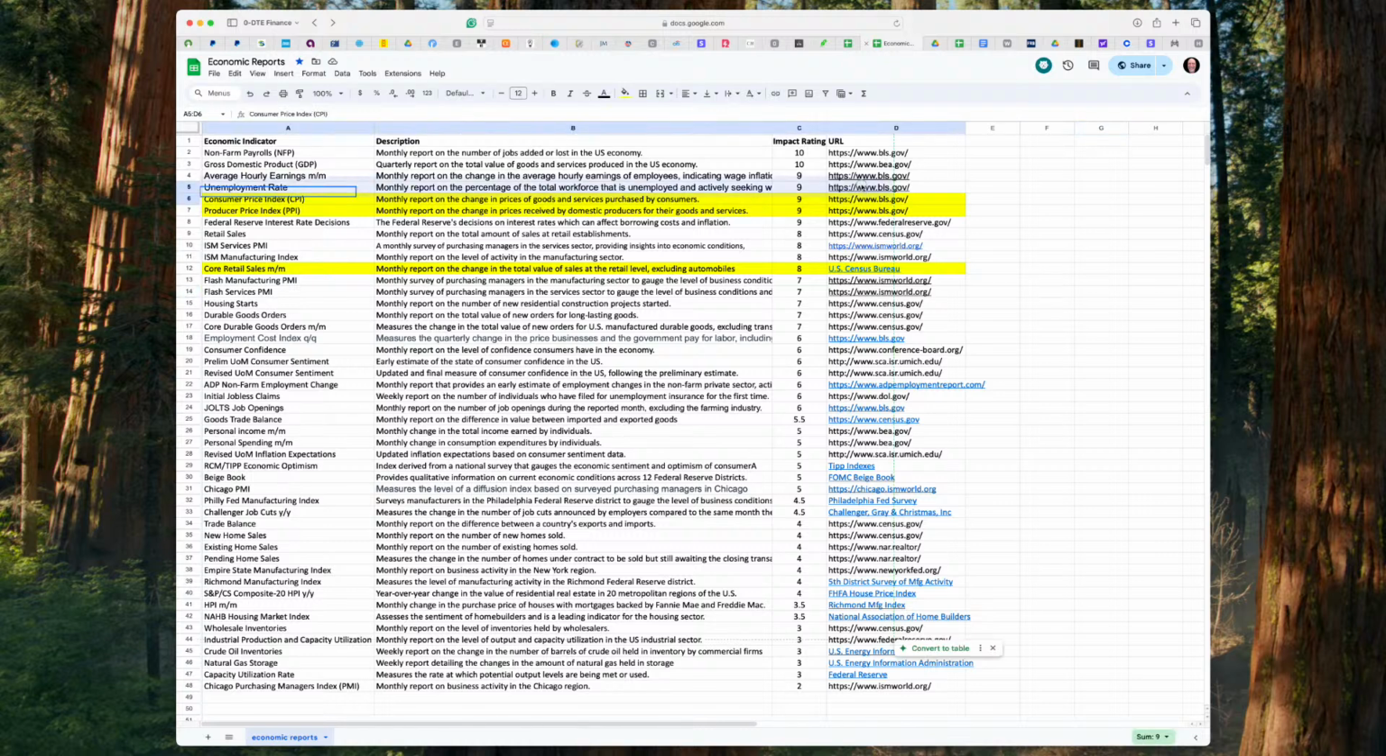So I should probably take that and also make it sort of a yellow color. But in any event, we have the CPI, the Consumer Price Index, and the PPI and core retail sales. You can see are all ranked right at the top, 8s and 9s. And of course, the unemployment rate is right up there as well. So all of these are the most highly impactful reports that we can expect today.